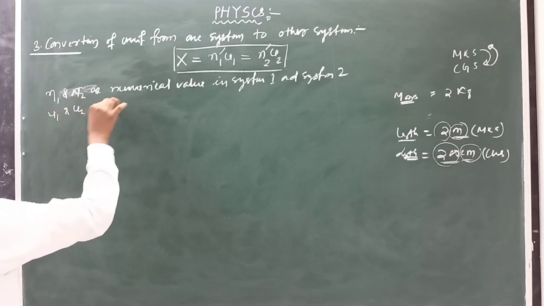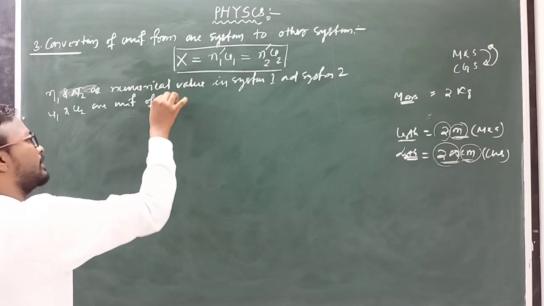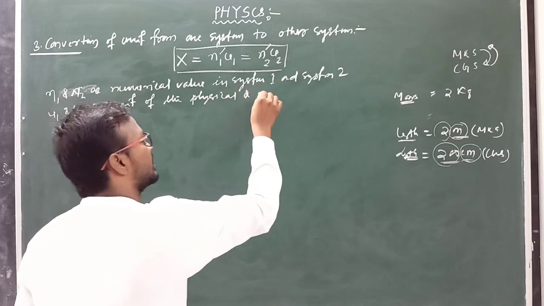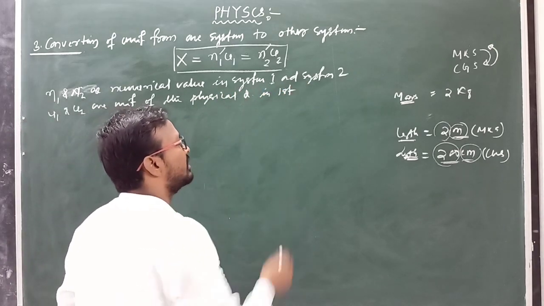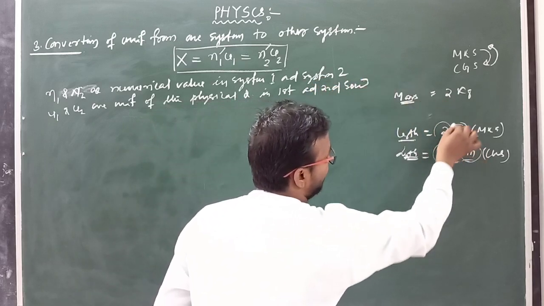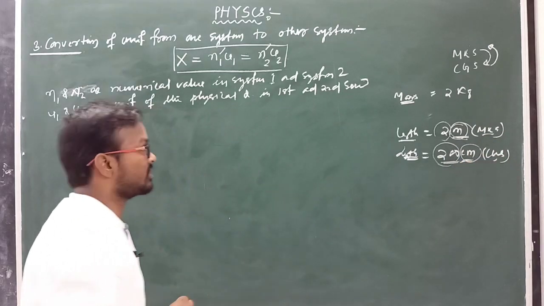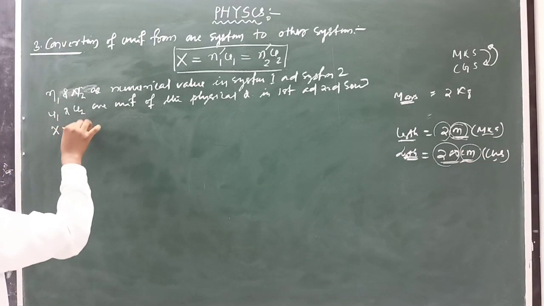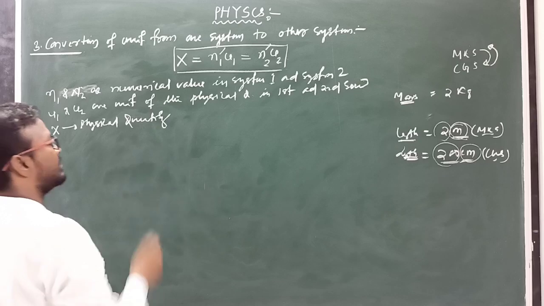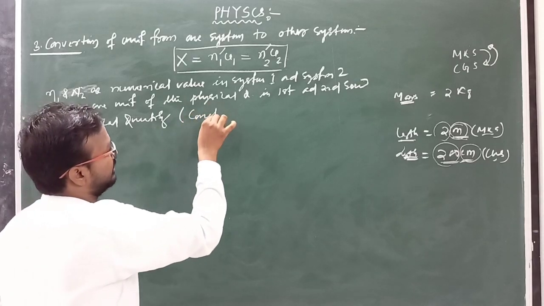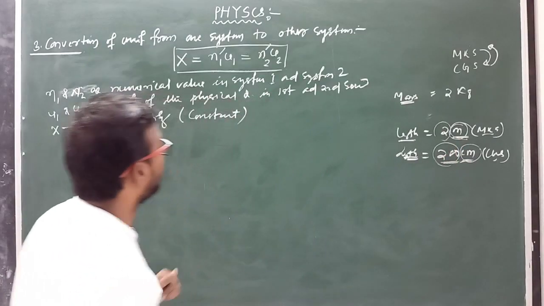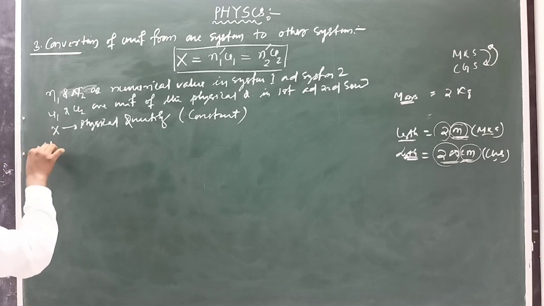Similarly, what is U1? U1 and U2 are units of the physical quantity in the first system and the second system. First system means here the MKS system and second system means here the CGS system. But what is X? X is the physical quantity, and this physical quantity is constant. It is constant for both systems, MKS system or CGS system. Clear? Okay.